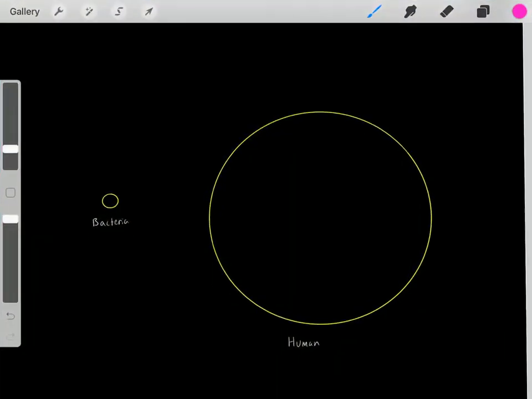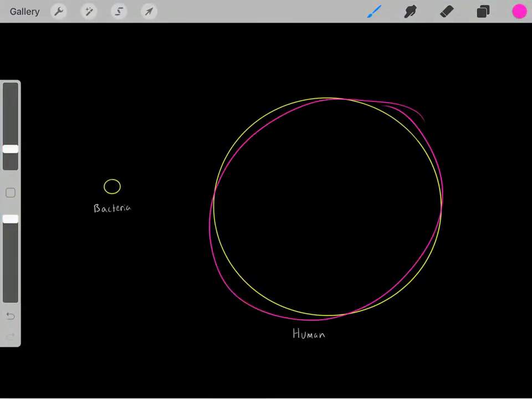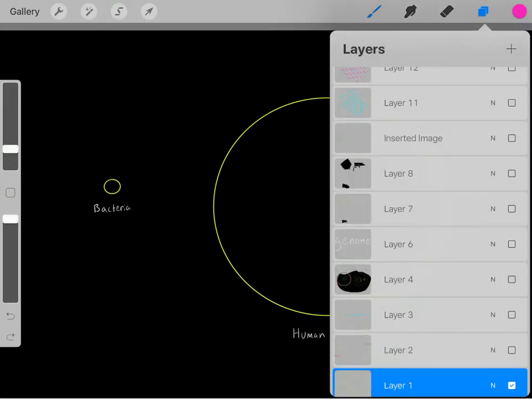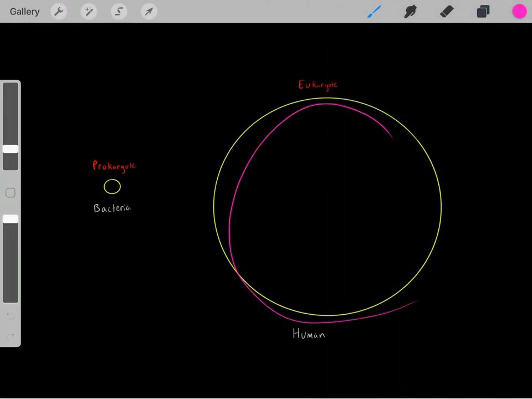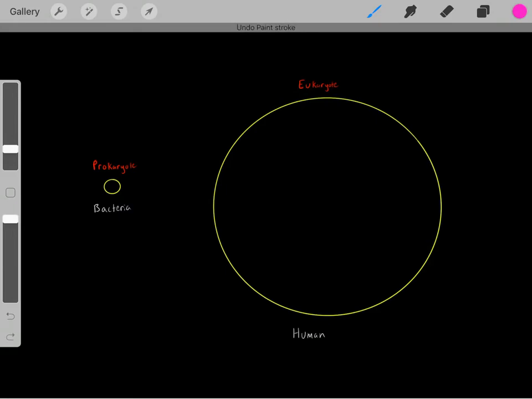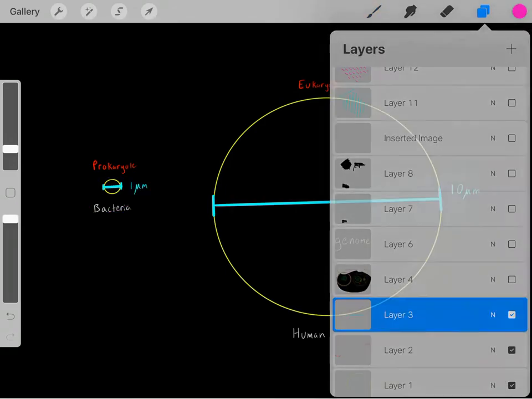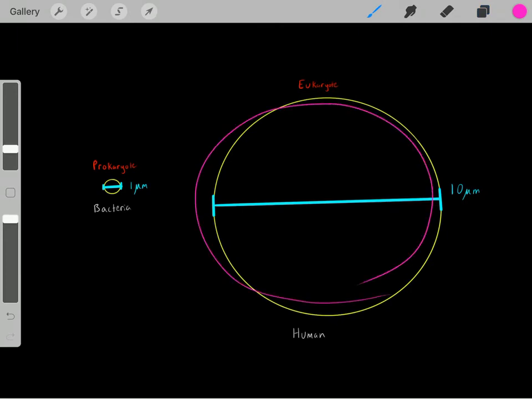In this video, I want to explain the difference between human cells and bacterial cells. One key difference is that human cells are eukaryotic cells, while bacterial cells are prokaryotic cells. Another key difference is the size. Human cells are relatively larger than bacterial cells.